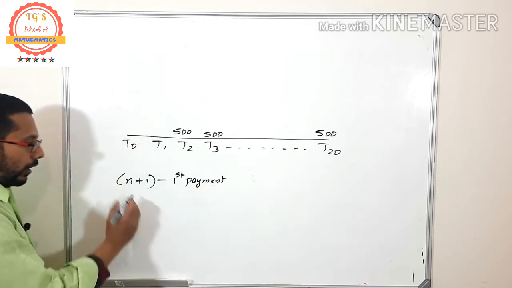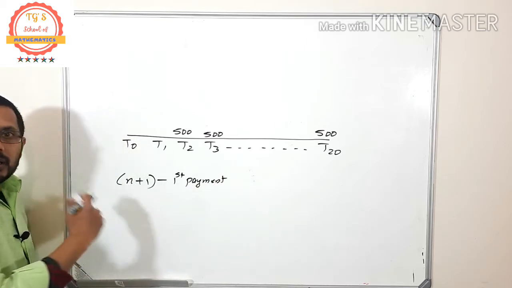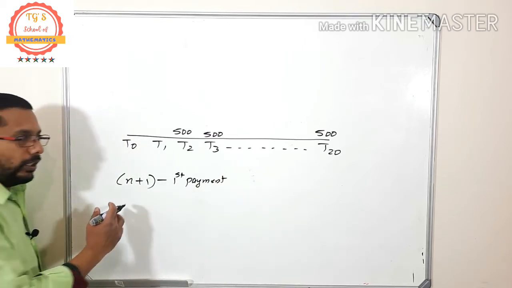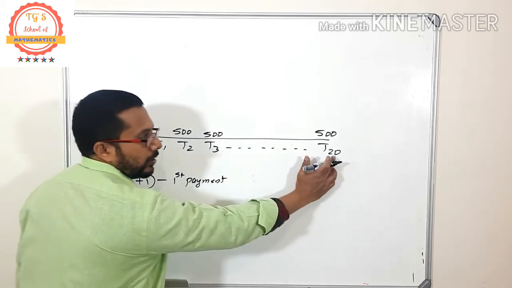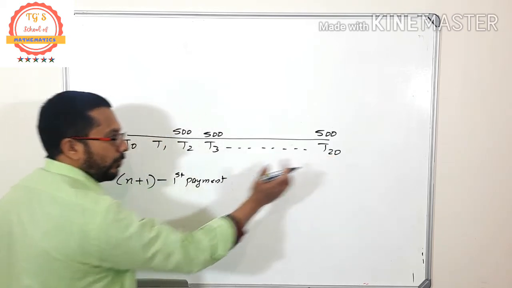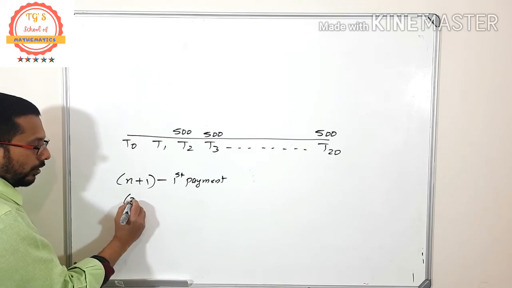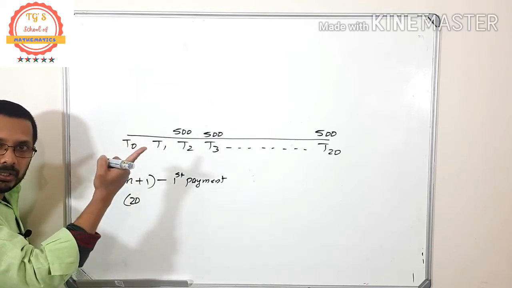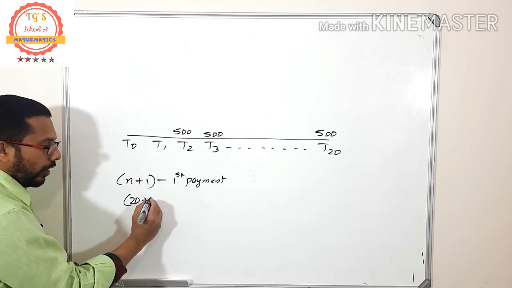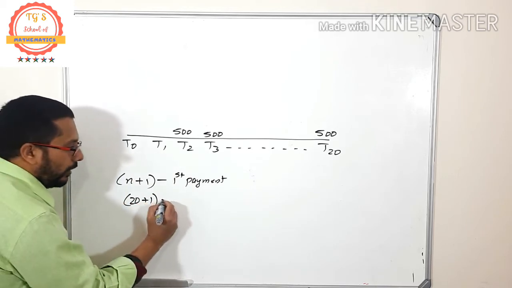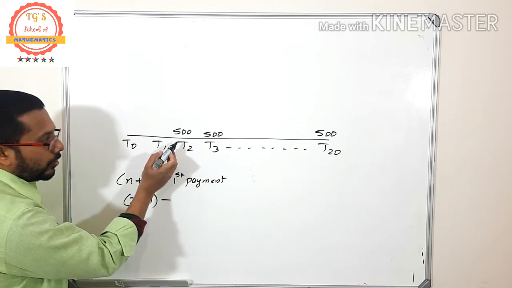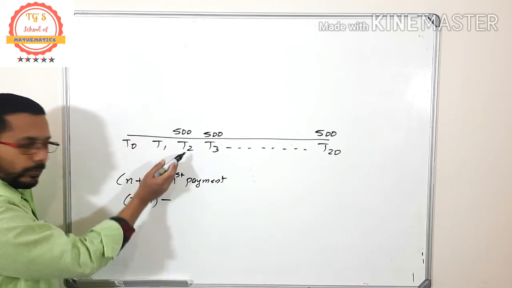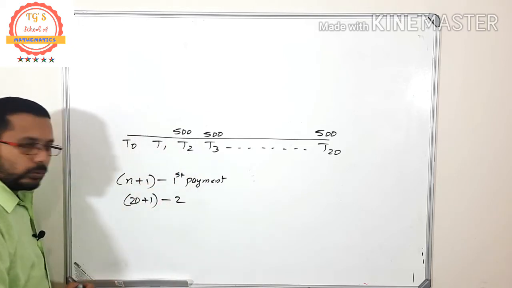Okay, so here what is n? This is not the n that we want to find. Here this n stands for the last payment. When is the last payment? Last payment is 20. This n stands for the last payment. 20 plus 1 minus, when is the first payment? First payment starts on the second month, that means minus 2.